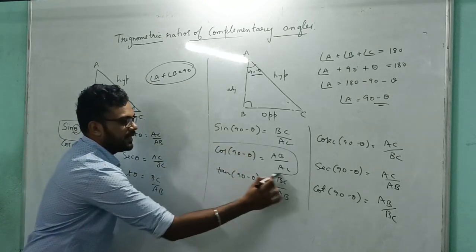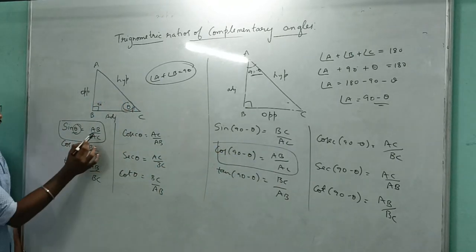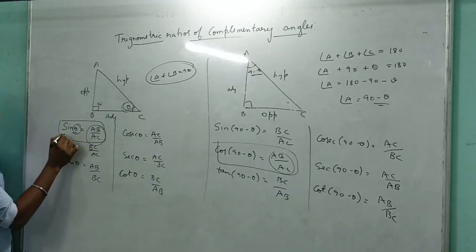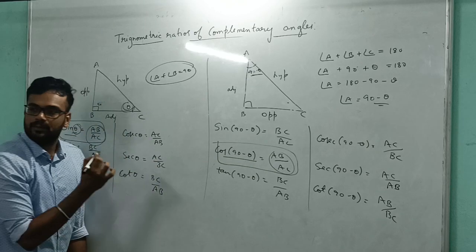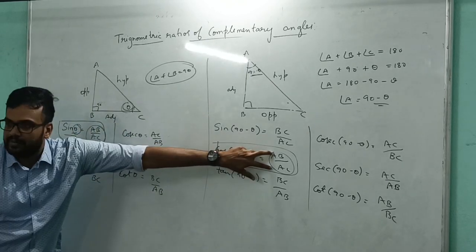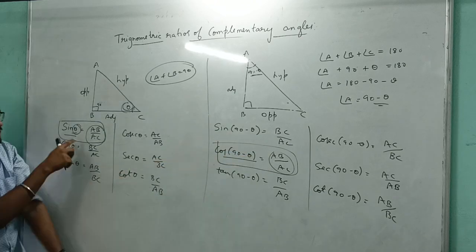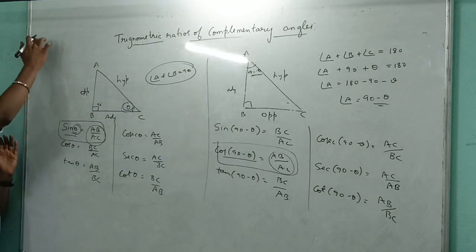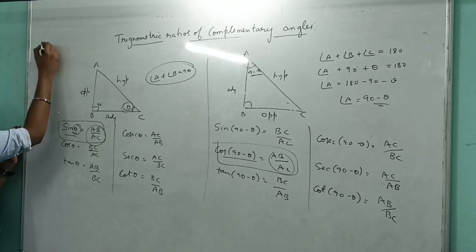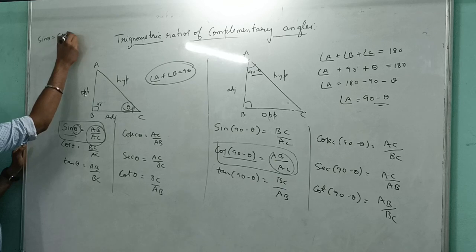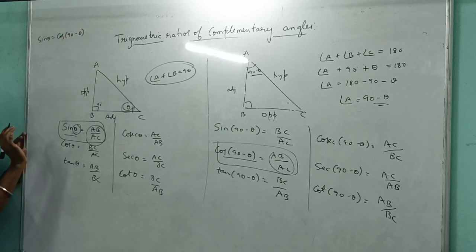So here AB by AC is cos 90 minus theta. So can I tell, here I have AB by AC, and here also I have AB by AC? Can I tell sin theta is equal to cos 90 minus theta? These two are the same, the right hand sides are same, so the left hand sides should also be the same. Correct. So can I write sin theta is equal to cos 90 minus theta?